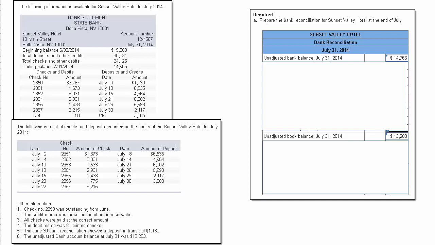Okay, let's take a look at this bank reconciliation problem. Now, the problem appears on the left part of your screen, and we'll work the solution on the right part. So they give us this information for Sunset Valley Hotel.